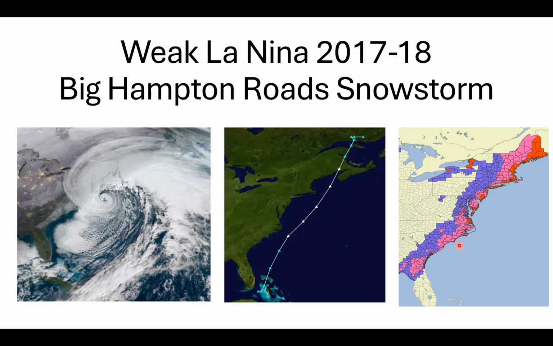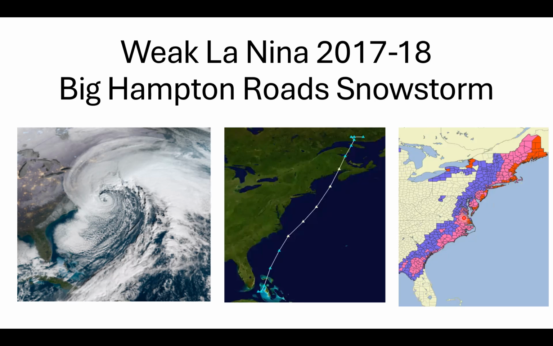This graphic here on the right shows blizzard warnings in red coloring. All right, blizzard warnings for Virginia Beach, for Hampton Roads, Norfolk, down in the eastern portions of northeastern North Carolina, parts of the southern Delmarva area, into parts of Jersey, Long Island, all the way up the coast into Maine. This thing was just a beast.